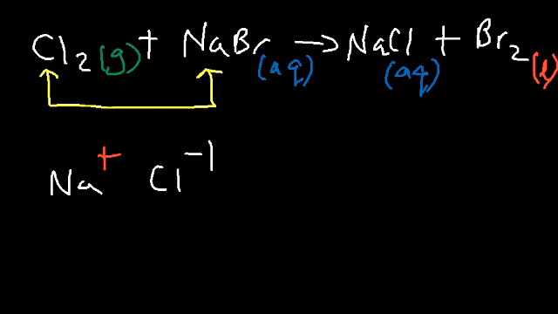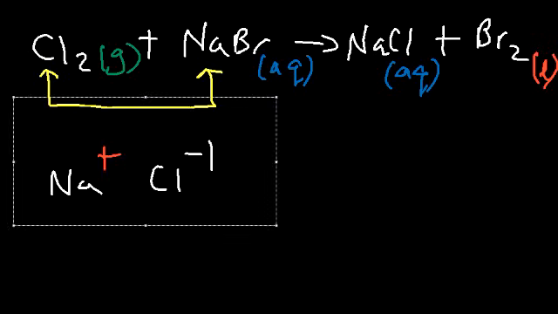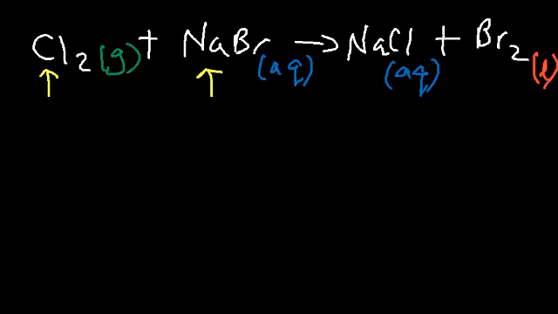So now all we need to do is balance the reaction. Notice that we have 2 chlorine atoms on the left side. Therefore, we need to put a 2 in front of NaCl. And we have 2 bromine atoms on the right side, so we need a 2 in front of NaBr on the left side. So now it's balanced. So now we can write the total ionic equation.